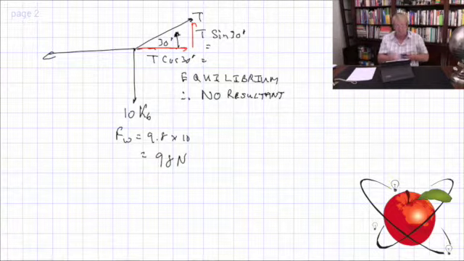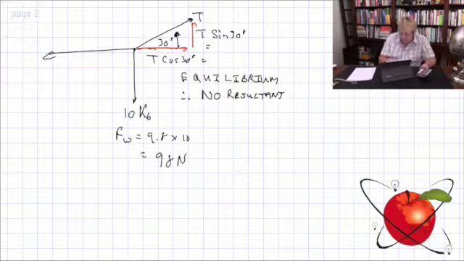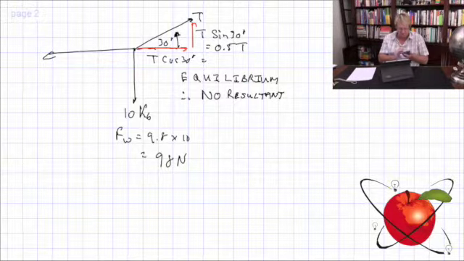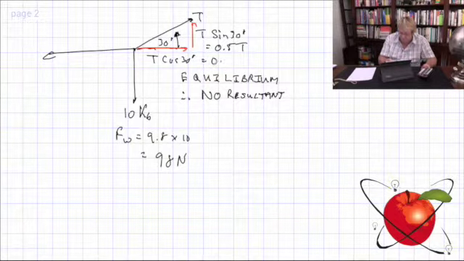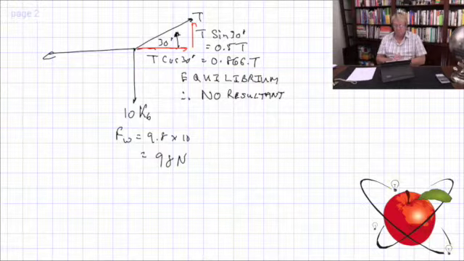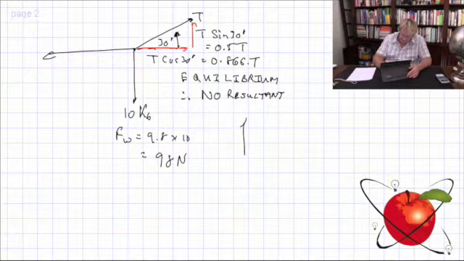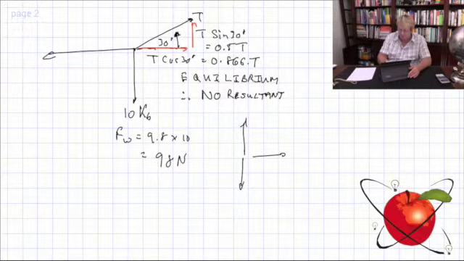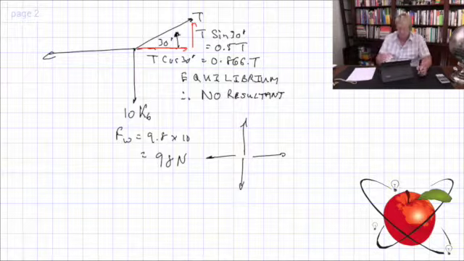Now let's see what is T sine 30. Well, sine of 30 is going to be a half, so this is going to be 0.5 times T. This one, cos 30, is 0.866 times T. Now, they tell us it's in equilibrium. So what are they saying? They are saying that the total forces up must equal down, and the forces to the right must equal the forces to the left. That's what we're saying.